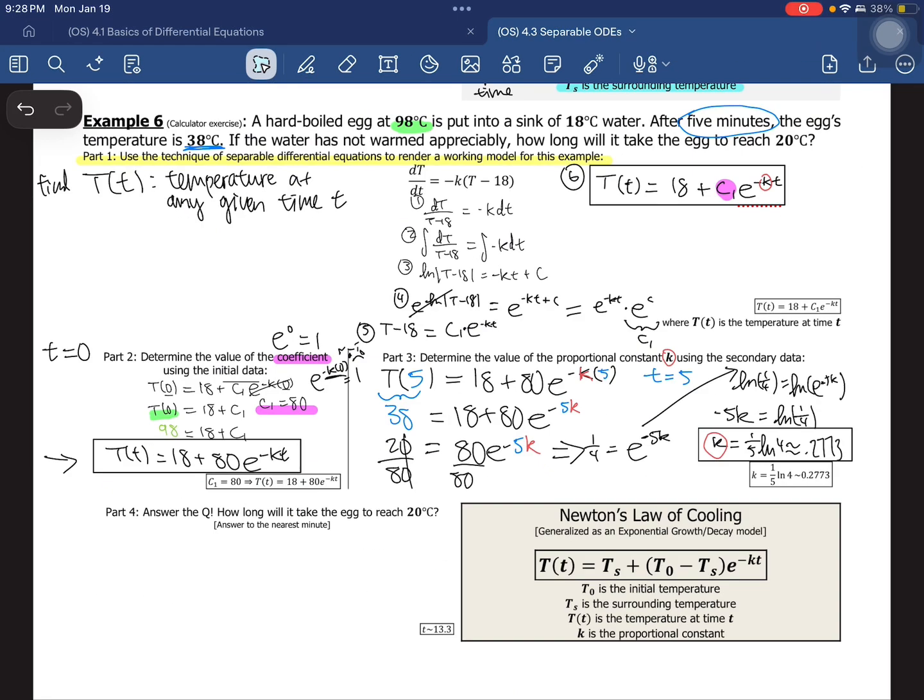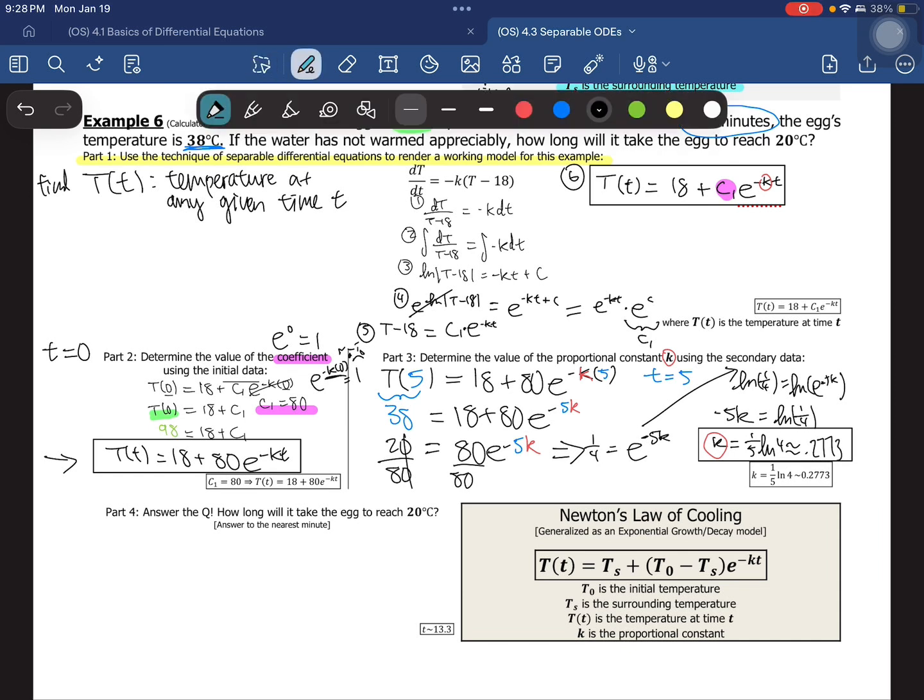Now part 4, actually answering the question. How long will it take the egg to reach 20 degrees Celsius? Well, 20 degrees Celsius represents the temperature at time t, and it wants us to find the time t. This is what it wants us to solve for. Solve for time t. And we know everything to solve for it.